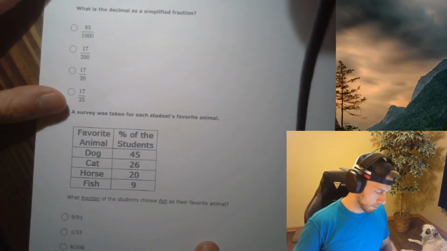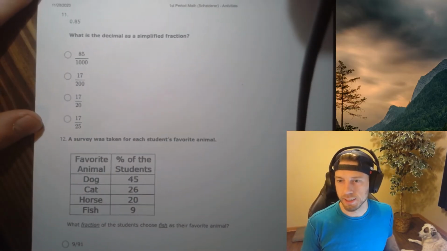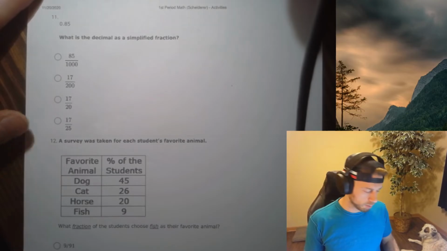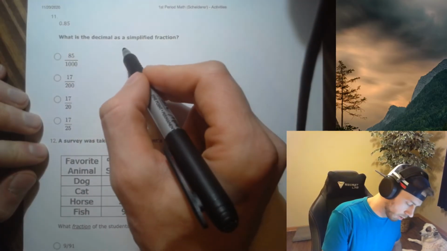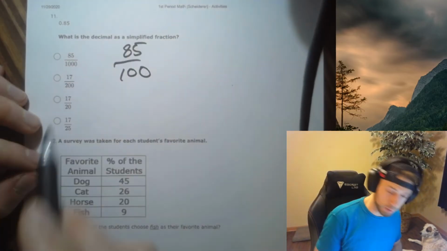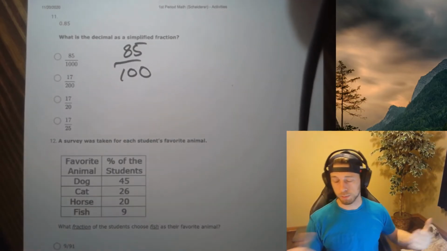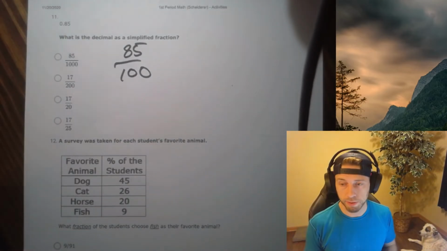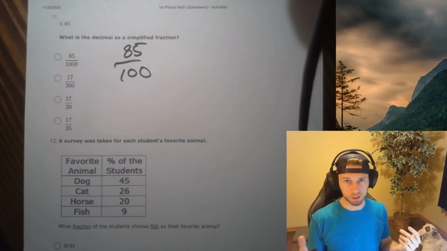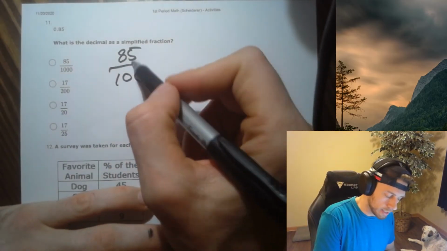Number 11. I got another one here. What is the decimal as a simplified fraction? We have 85 hundredths here, so 85 hundredths. If you did that, good. Like you know how to turn a decimal into a fraction. Good job. Some of us struggle with simplifying a little bit. That's all right. Let's go ahead and tackle this one.